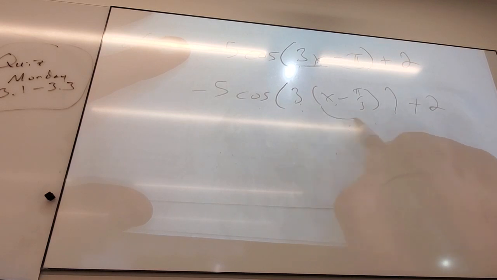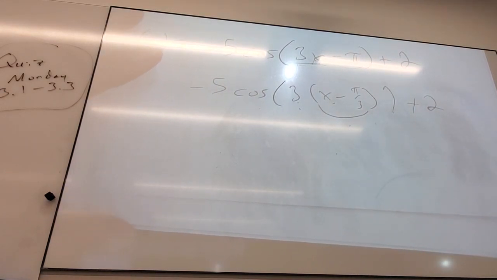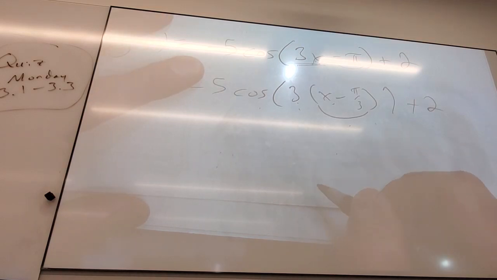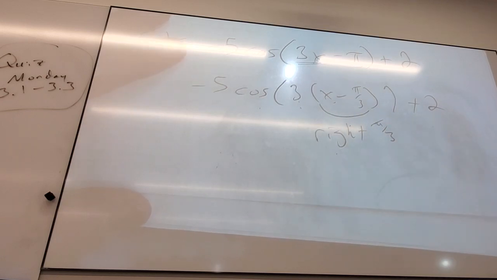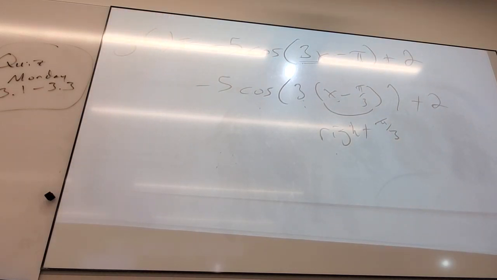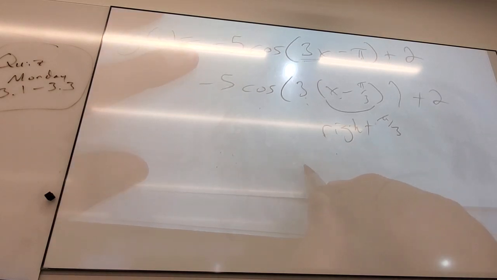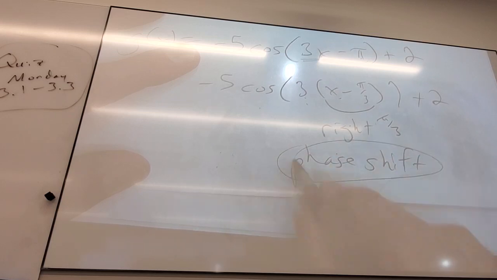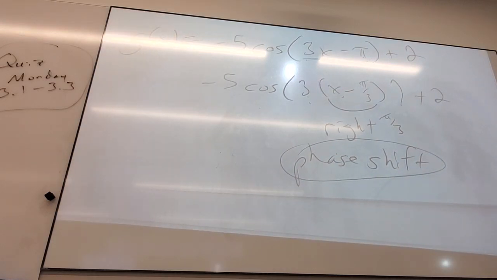So now can I see exactly how much in which direction it's going to go? Left or right? Right. How much? Pi over 3. The official name of a left and right motion for trig functions is called phase shift. So we get amplitude for how much it's been stretched or smushed. We get phase shift for how much has been moved left or right. Are you guys with me?